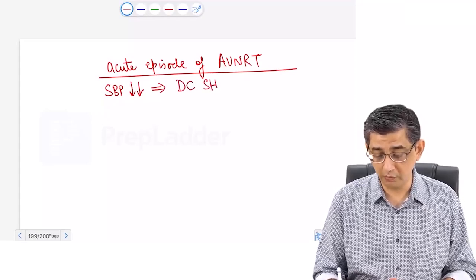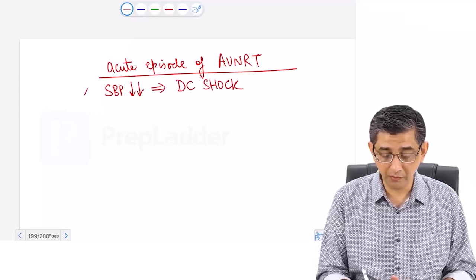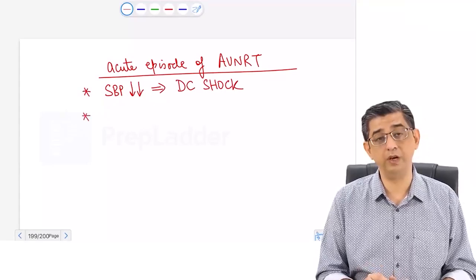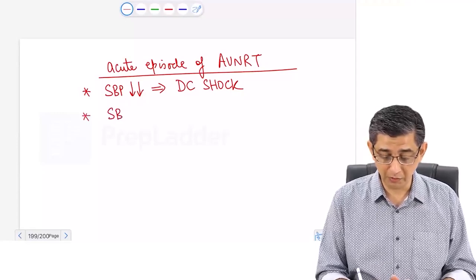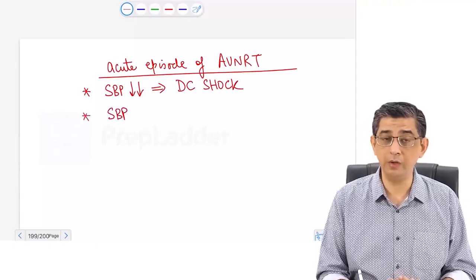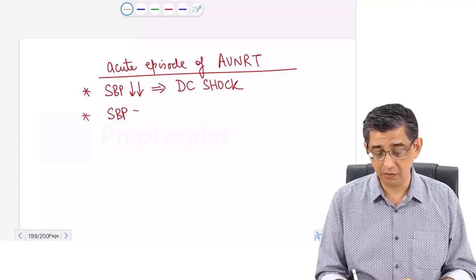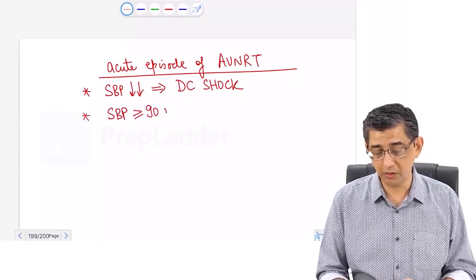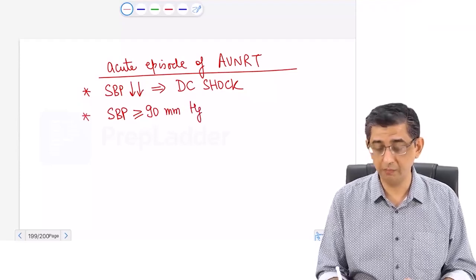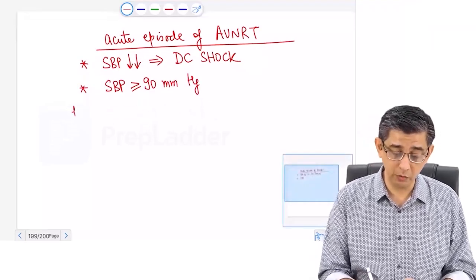Then there is no role of drugs. So I want to make it very clear before you that you do have a look at the blood pressure values. If the systolic blood pressure is given to be less than 90 or unrecordable, it is straightforward a DC shock. If the systolic blood pressure is equal to or more than 90, that is when the following maneuvers or the steps that I teach you will be used.